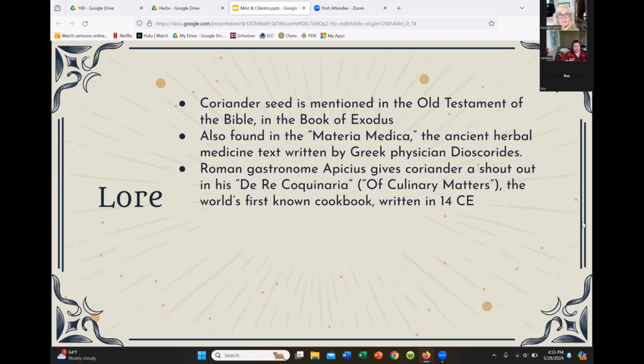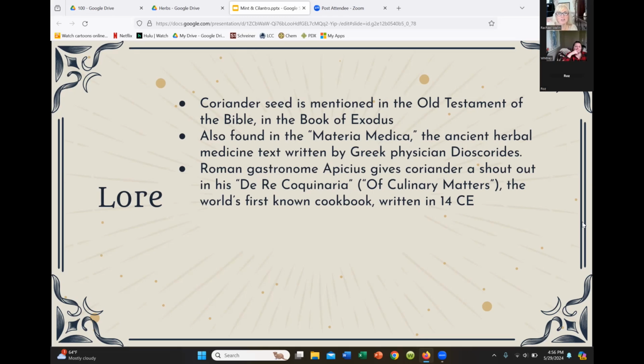I didn't go down these rabbit holes either, but coriander seed is mentioned in the Old Testament in the book of Exodus. I also just don't necessarily care to read the book of Exodus, but it's mentioned, I guess. Do you know anything about the book of Exodus, Rebecca? The book of Exodus is where they're leaving Israel and they spend 40 years wandering around the desert.